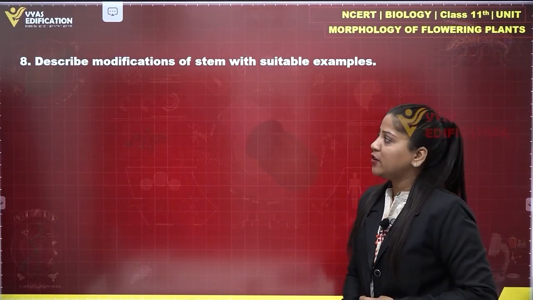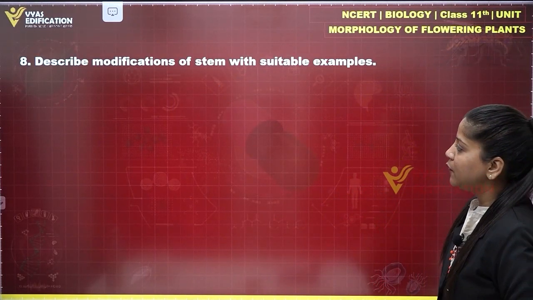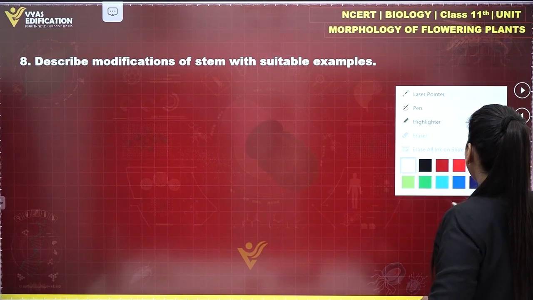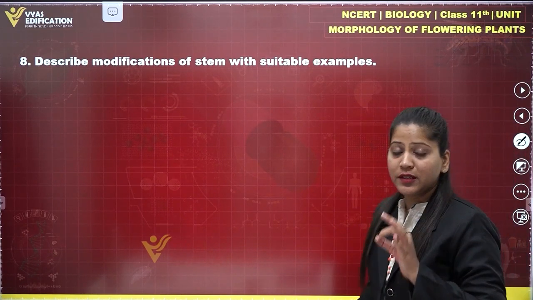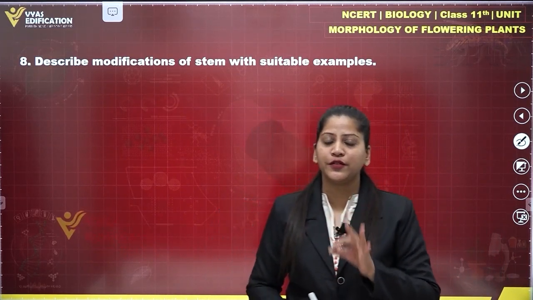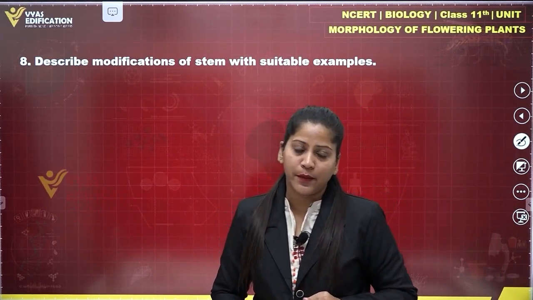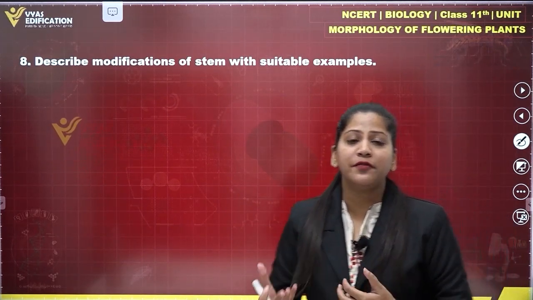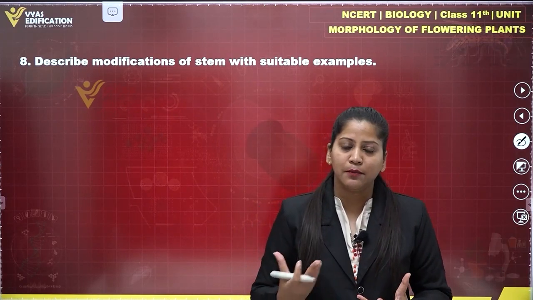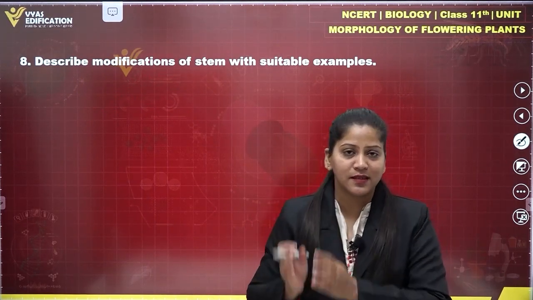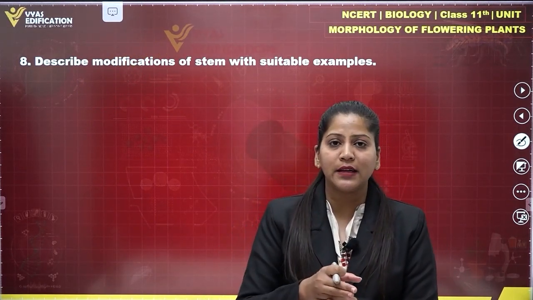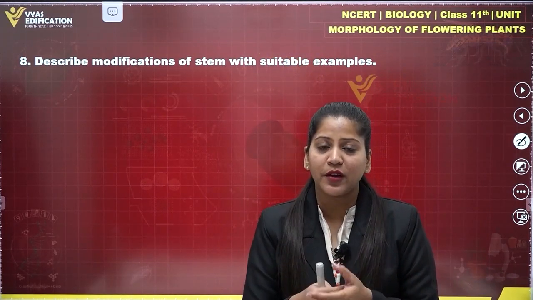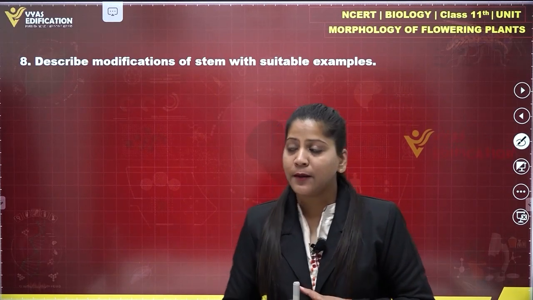Now let's talk about the next question, question number 8. We have to describe the modifications of stem with suitable examples. Sometimes the stems of plants are modified into different kinds of structures to better adapt to their environment, right?